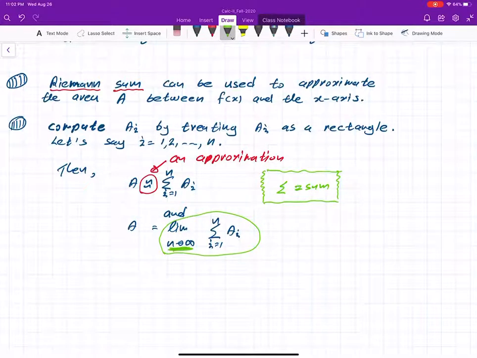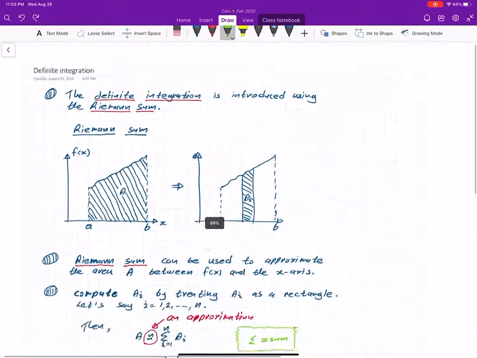That means you are not making just n stripes. No, not n stripes. You are making infinitely many stripes. But you are not making infinitely many stripes in practice. What you do is make n stripes for a given variable n, and then finally you take the limit. That's how the limit works. You know that from Calc 1.